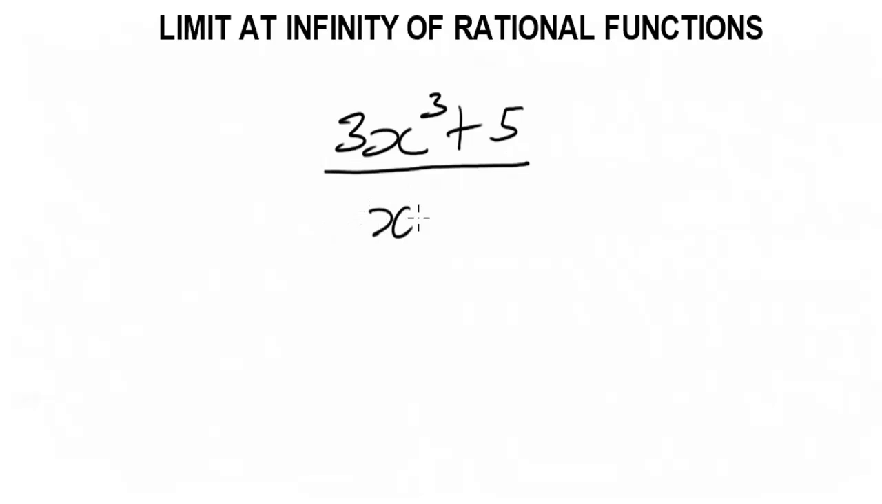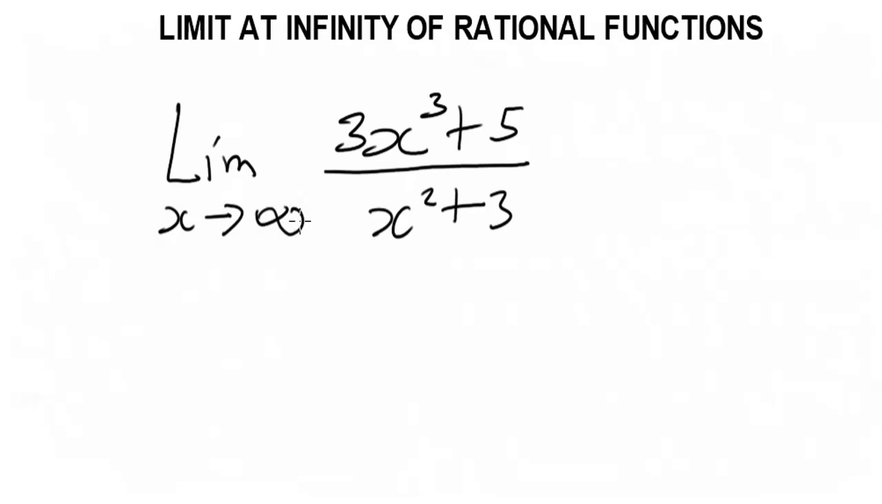Now, there are three principles involving limit at infinity of rational functions, and I'm going to show you each of the three. The first principle, let me show you this typical question. If you have a question like this, 3x cubed plus 5 over x squared plus 3. When you have a question of this form, you're asked to find the limit as x is tending to infinity of this function.